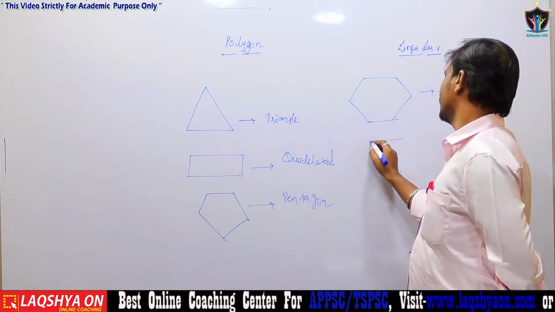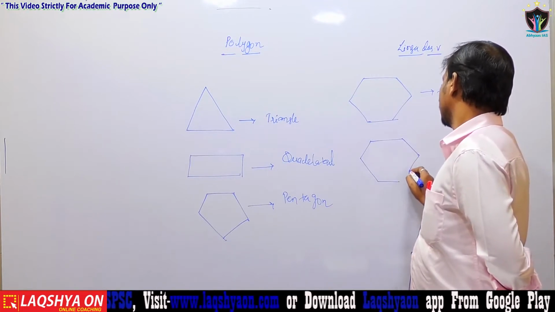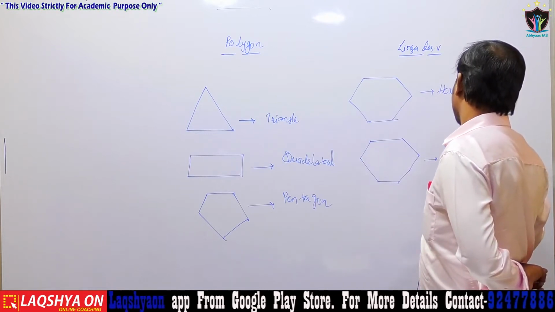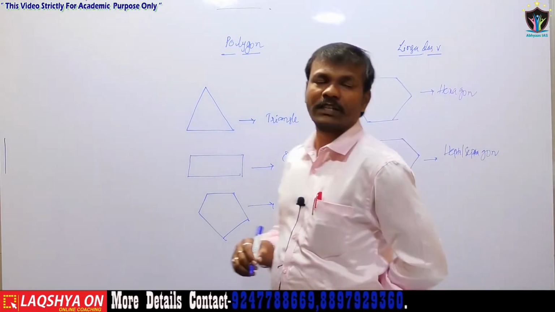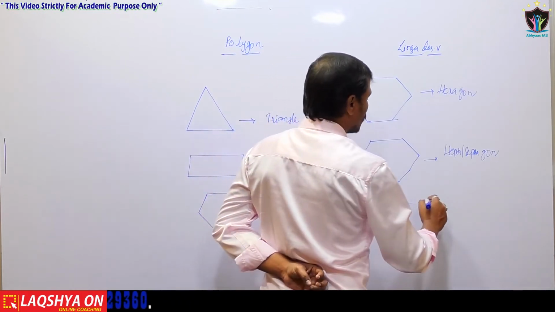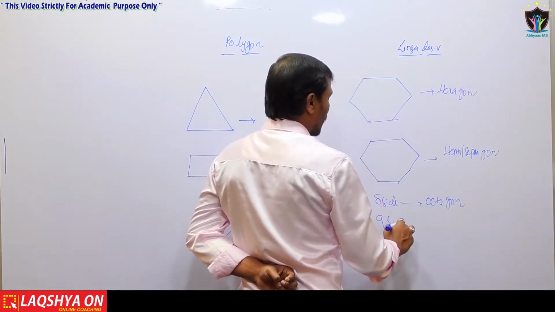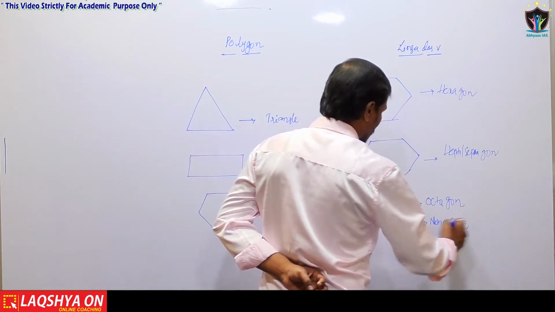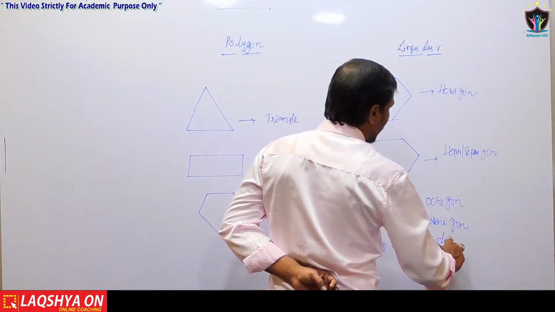This one has 7 sides: 3, 4, 5, 6 and 7. This is a heptagon or septagon. A polygon with 8 sides is called an octagon. A polygon with 9 sides is called a nonagon. A polygon with 10 sides is called a decagon.